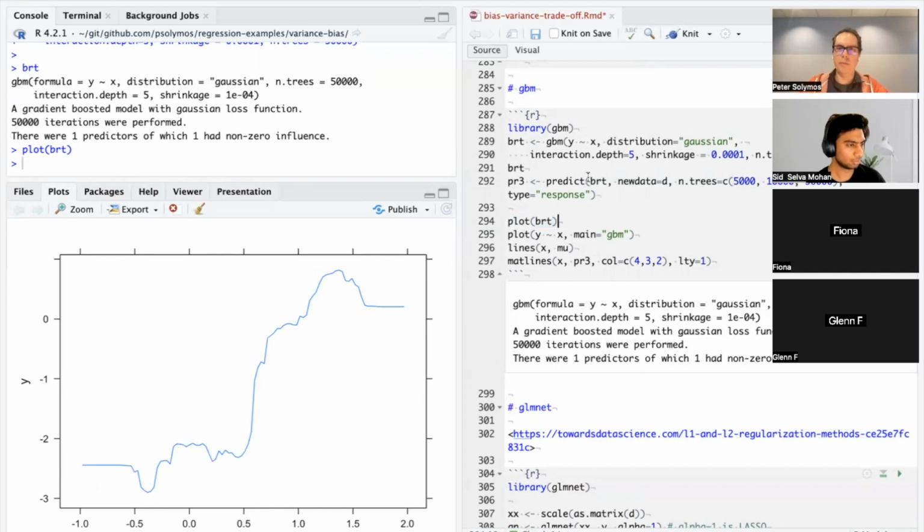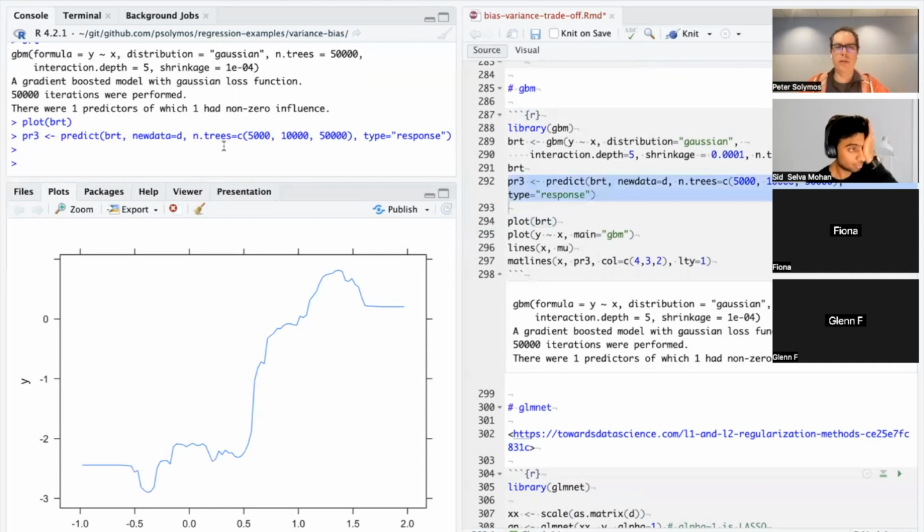And what I did here when I predicted, or maybe I haven't quite done that. So my prediction 3, I take the fitted boosted model. New data is D as before, because I want the predictions for values of x. And then entries, I had 50,000 trees. So each sequentially fit 50,000 trees. Now I want to use the first 5,000, the first 10,000, and all the trees that I have, and predict on the response scale, which for Gaussian won't really make a difference because we have the identity link here. So response and link function scales are going to be the same.